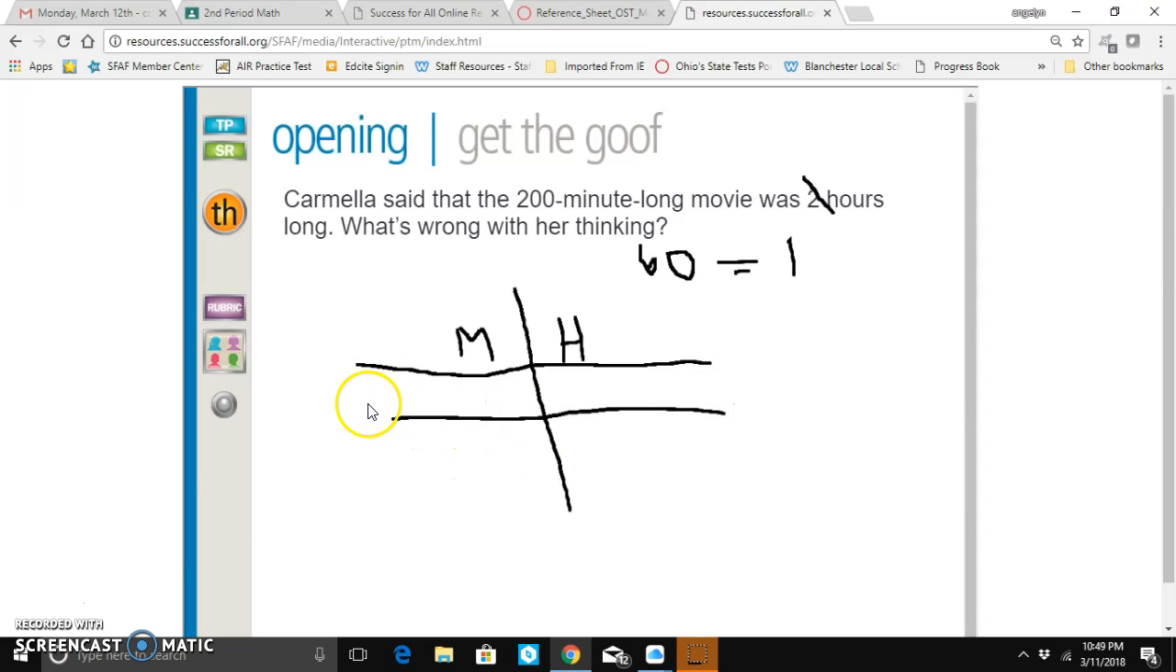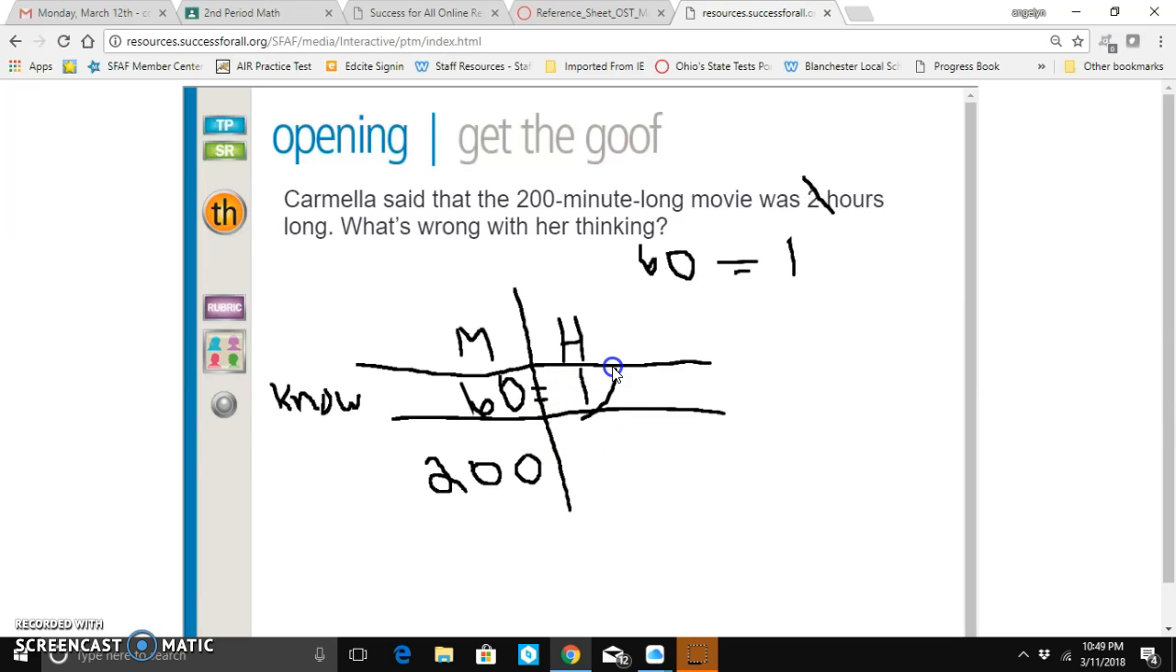And then to start this off, you're going to put what you know about minutes and hours. Okay, you know that there are 60 minutes in 1 hour. So those go across from each other because 60 minutes is equal to 1 hour. And then we're going to put 200 minutes under minutes. We don't know how many hours are in 200 minutes, so we're going to figure it out. We are going to cross multiply and divide, what you guys have learned earlier in the school year.